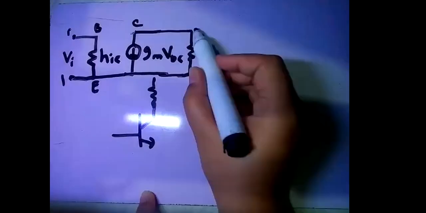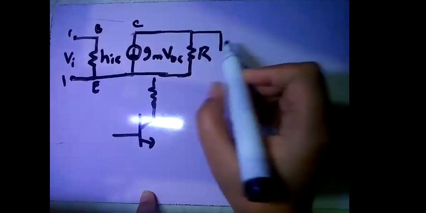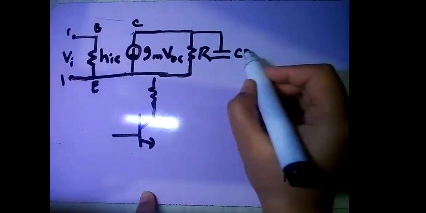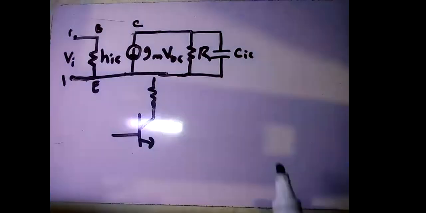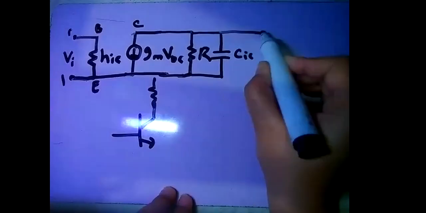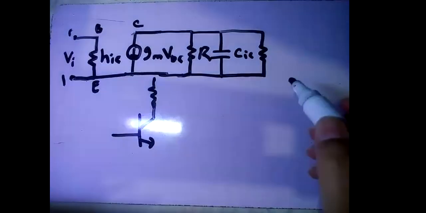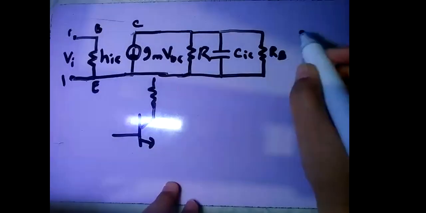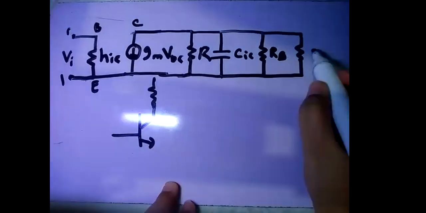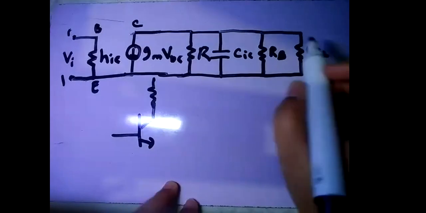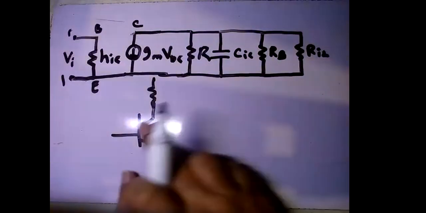After that, the second stage transistor internal capacitance, or you can say the impedance. Next are the two resistors R1 and R2, their combination RB. And lastly, the internal resistance of the stage 2 transistor. So this is the whole circuit diagram.